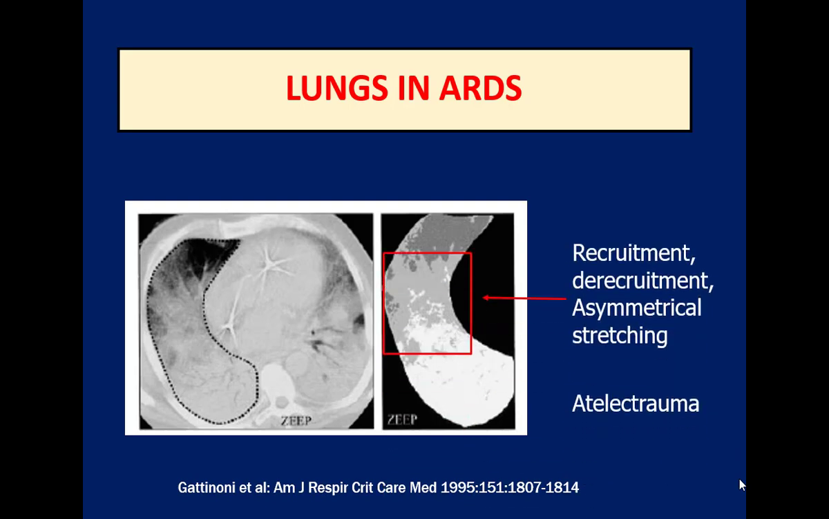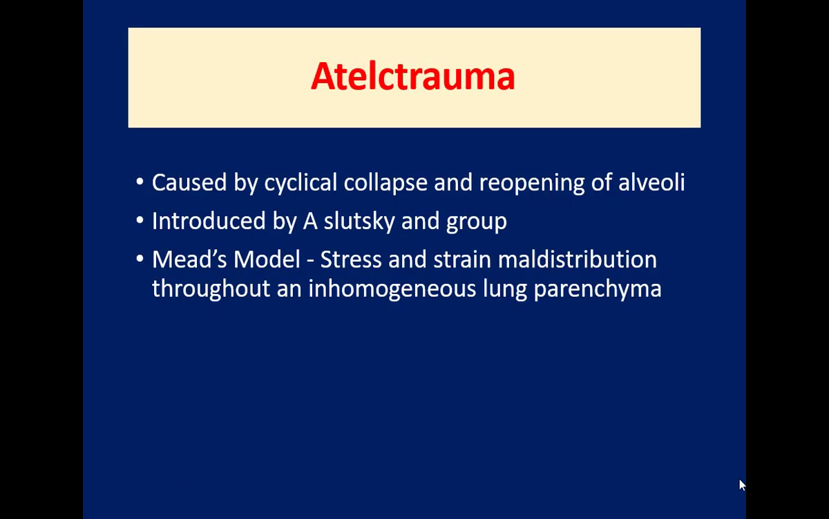So in the lung, this area which is a normal area and this which is a collapsed area, we can see recruitment, de-recruitment, asymmetrical stretching with each breath. So with each breath, this area is opening up and closing. These alveoli are opening and closing, opening and closing. This dense consolidation is not taking part in any ventilatory gas exchange, so this is not having any problem. This area has over distension, but this is a cyclical change. So atelectrauma takes place in this zone. It is caused by the cyclical collapse and reopening of the alveoli. This name atelectrauma was given by the Slutsky group, and Mead's model is there.